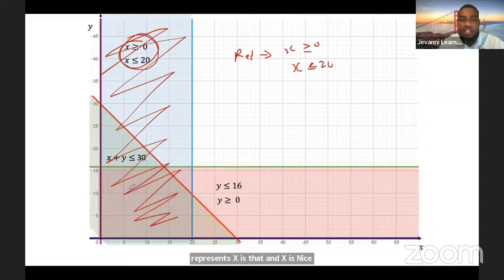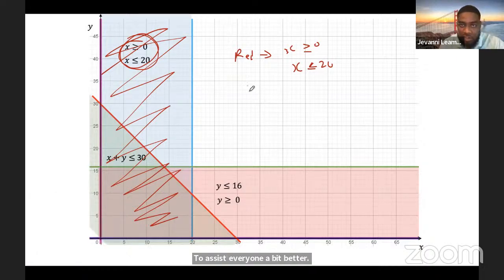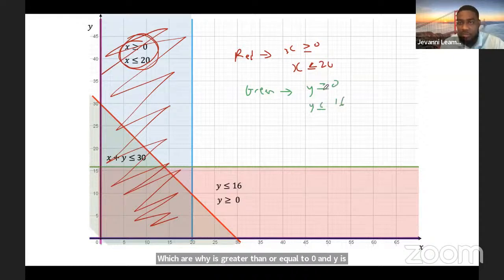All right, so let's see. I'm going to use a different color to assist everyone a bit better. Okay, I'm going to use green. So green is going to be represented by 2 inequalities, which are y is greater than or equal to 0 and y is less than or equal to 16. Sorry for the fast writing. All right, so that's the green section, as in the section that is below the green and the dark purple. So I'm going to highlight that in green.